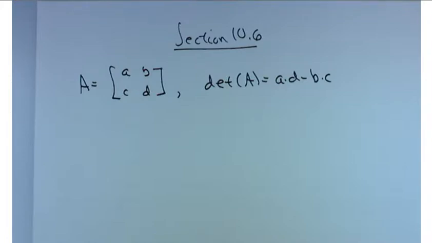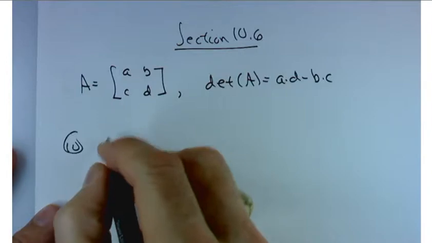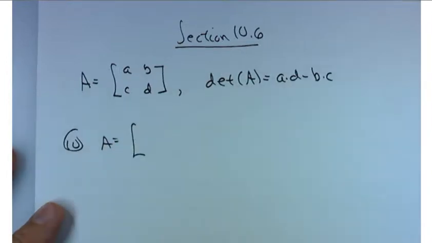Let's practice this with problem number 10. Actually, yeah, I'm in the wrong section. Okay, so problem number 10. Matrix A is -2, 1, 3, -2.